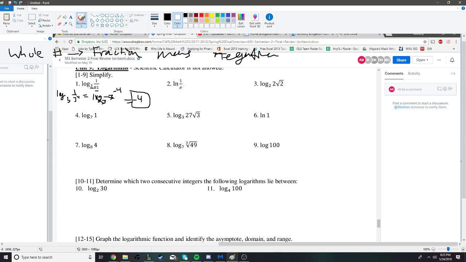So ln of e, that's e to the 1, which is also ln of e to the negative 1. Those cross out, negative 1 is your answer.